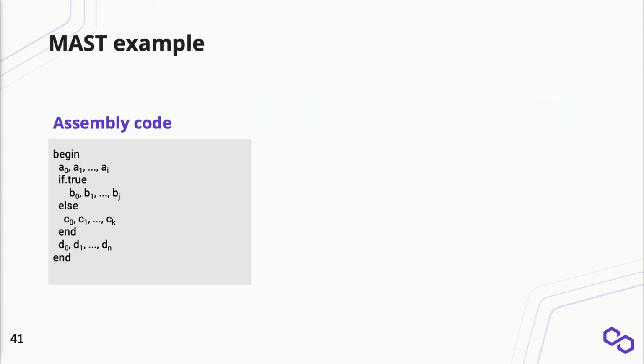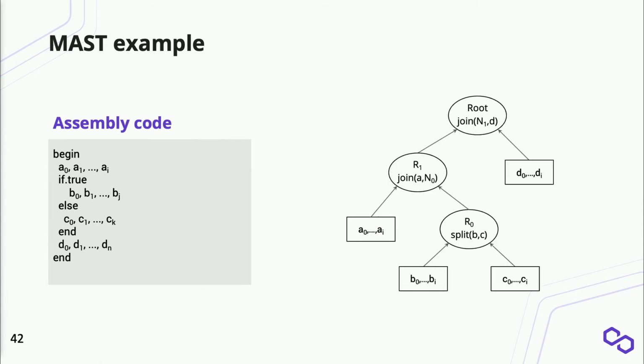To give a more concrete example, let's say this is our assembly code. It's very simple. There is some sequence of instructions, A0 through AI, and then if the top of the stack is true, we execute B instructions. If the top of the stack is false, which is 1 or 0, we execute C instructions, and then at the end we execute some sequence of D instructions. So a program MAST for this would look something like this.